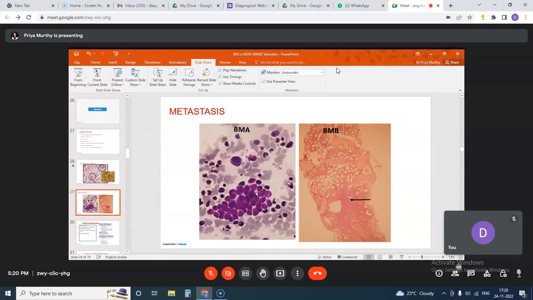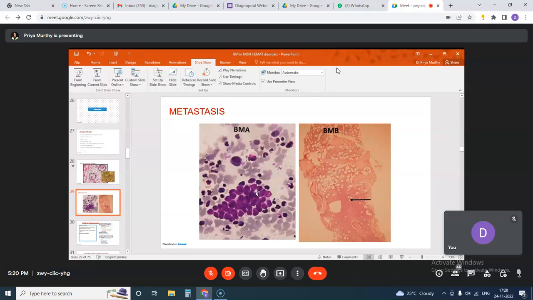So metastasis can be picked up on bone marrow aspirate. Usually when we make a number of aspirate slides, 5-6 slides we screen, and we find that more or less it looks normal, except there is some anemia and all of that.